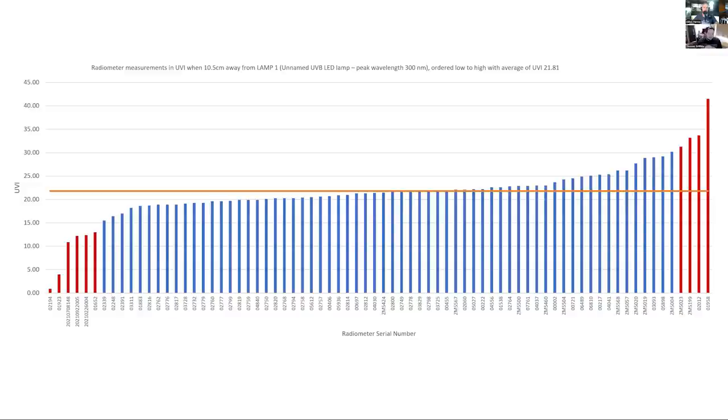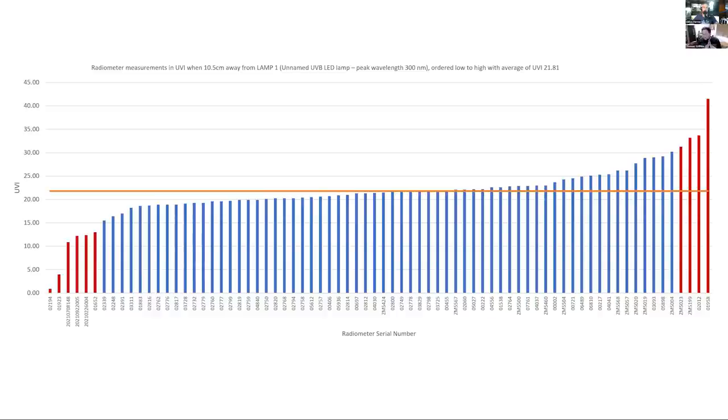One of them, serial number 02194, read ridiculously low on that lamp. Now, that meter read low on all of them. It was a broken meter, so we're okay with that. In fact, it was donated to us as a broken meter, so we knew that was going to happen. We didn't know if it was going to read low on them all or high on them all, but it was going to read one way or the other.